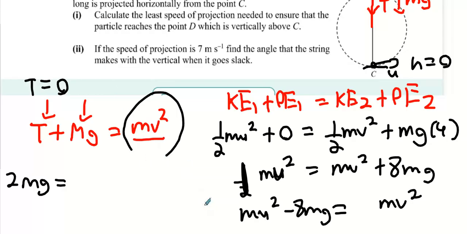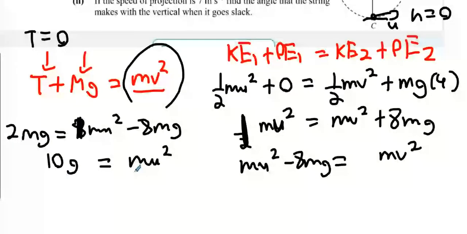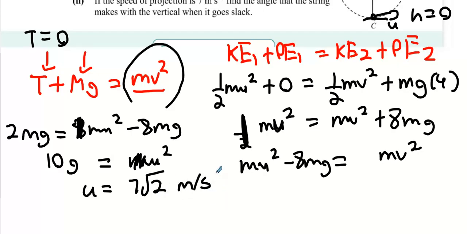And what can I sub this out with then? mu squared minus 8mg, and then I'm going to get mu squared equals, what's it, 10mg. I'll cancel out the m's while we're at it. And we're going to get u squared equals 10g, and 10g is 98, so the square root of 98, 7 root 2 meters per second. Did anyone get 7 root 2? You got that? Now, we all good? Okay.